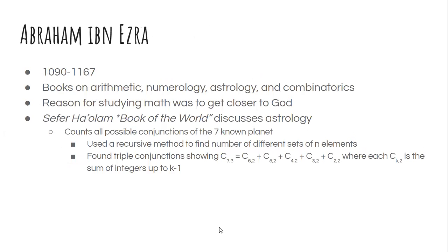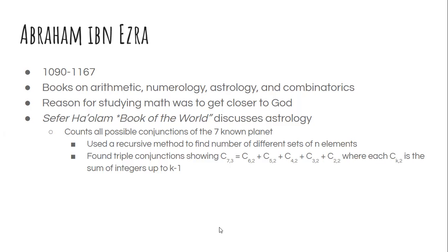This kind of leads into one of the first people we're going to talk about, and that is Abraham ibn Ezra. So he was born in 1090 and then died in 1167. Among his numerous works were books on arithmetic and numerology, but he also had a lot of work on astrology, which came with some combinatorial aspects, which we'll actually see a little bit later. But his reason for studying mathematics is actually to get closer to God, which I found super interesting, which we kind of see as a theme whenever I was looking through the sources for this topic.